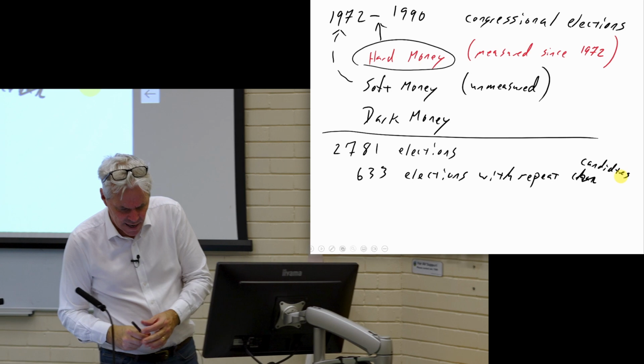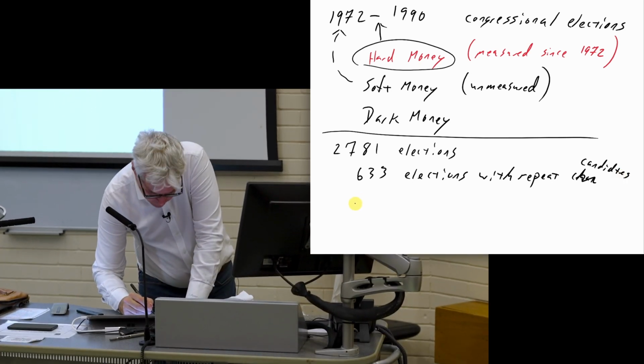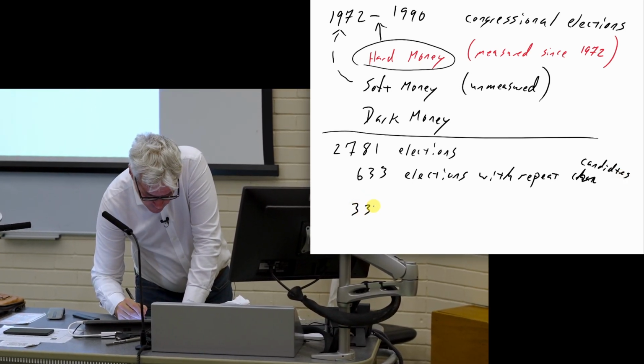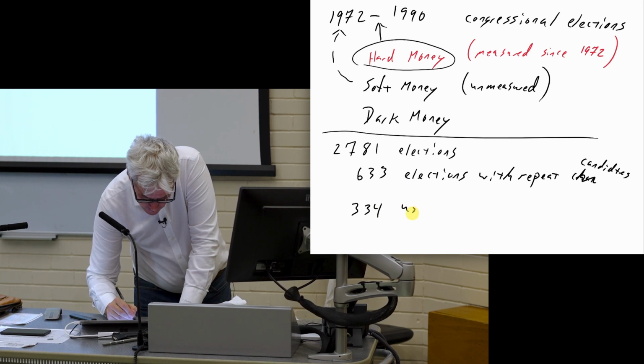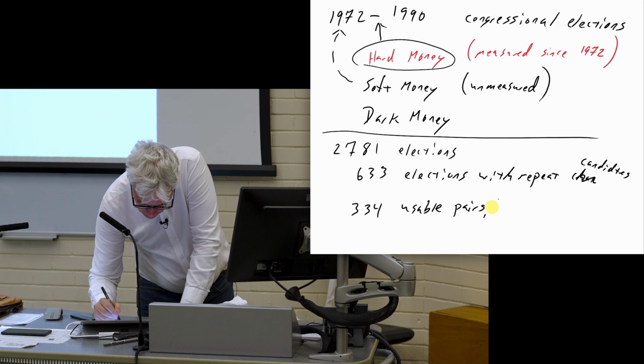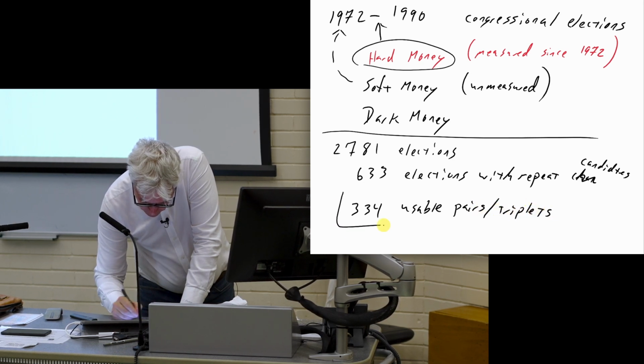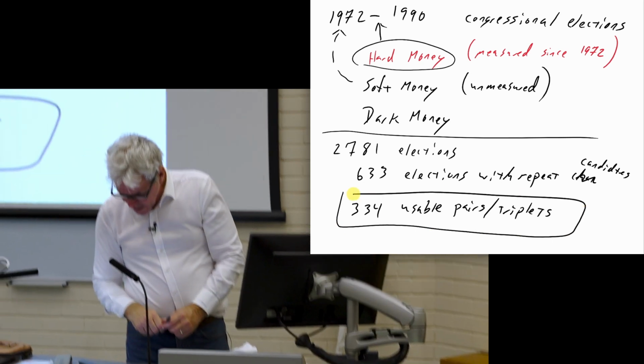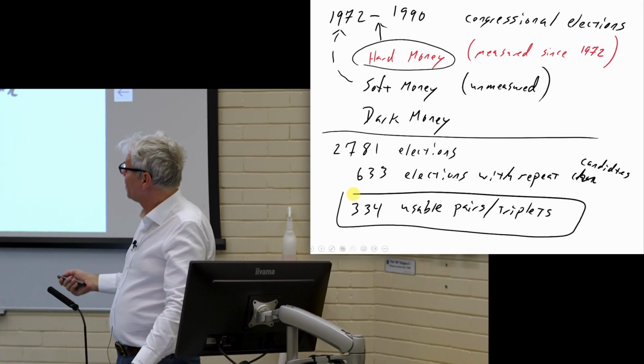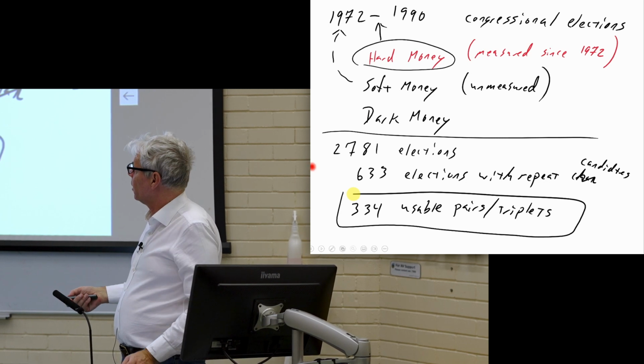And so he gets out of that 334 usable pairs, triplets. Okay. Now you would think two things that I would think, I don't know what you would think.